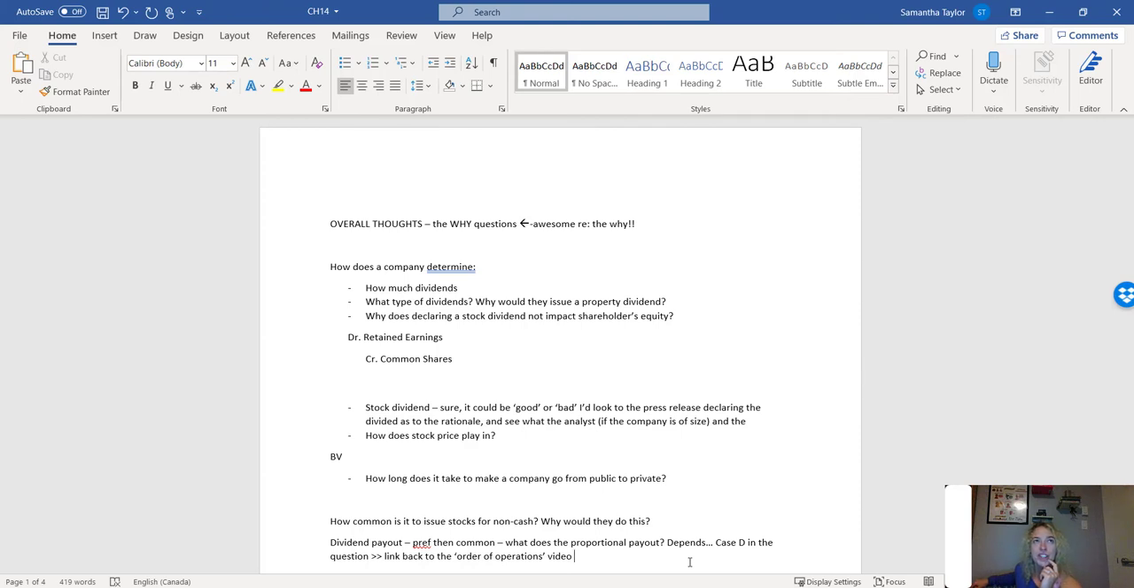If we had preferred shares that weren't cumulative, would we ever have dividends in arrears? No. If they're not cumulative, too bad, so sad. If nothing was declared that year, it is gone. You can't go backwards. It is what it is.